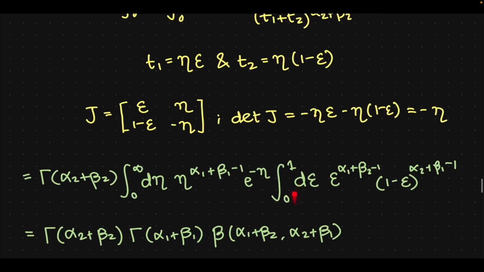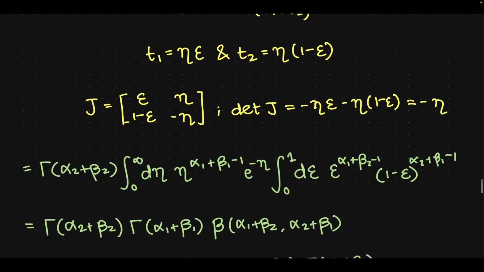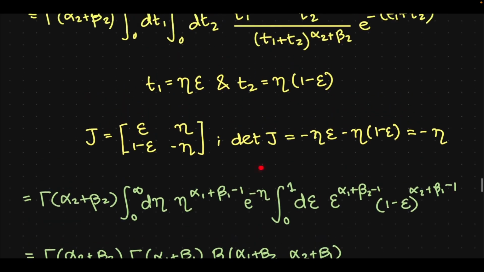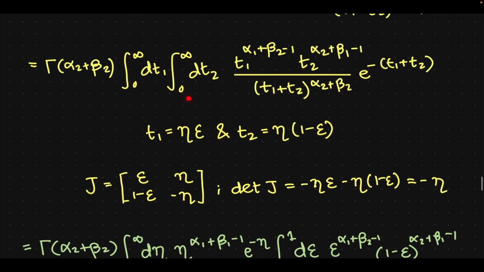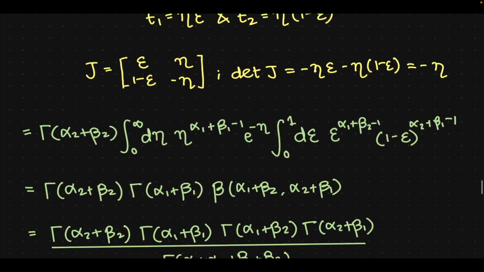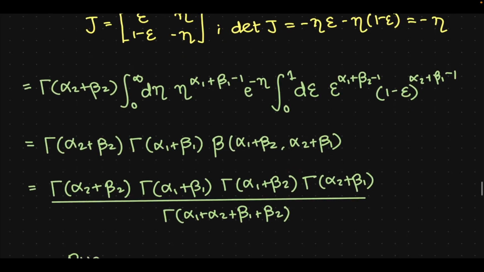And this range of integration can be found simply by considering each inequality. The inequalities that we consider are t1 greater than or equal to 0, t2 greater than or equal to 0, and we get a bunch of inequalities for eta and epsilon. So this first guy, this leftmost integral, is actually just the gamma of alpha 1 plus beta 1, and the last integral is just the beta function of alpha 1 plus beta 2 comma alpha 2 plus beta 1. And we have the prefactor of gamma of alpha 2 plus beta 2.